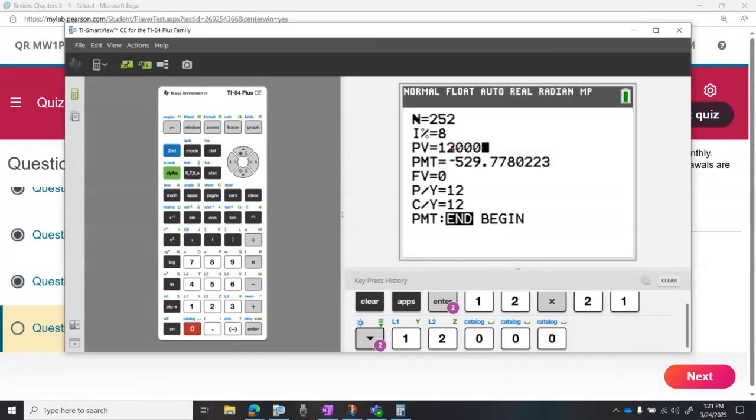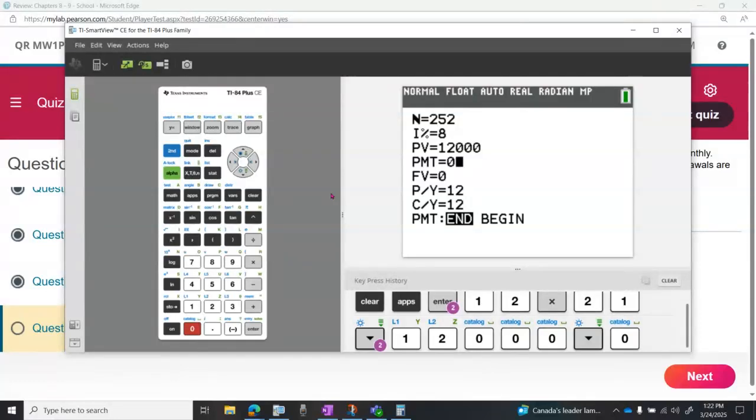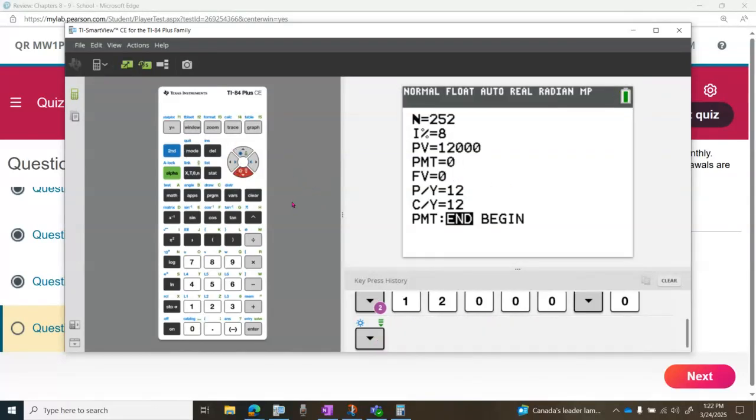And the PV, the grandma put 12,000 in the account at the very beginning. So PV, present value, when the account has just been opened, the account has $12,000. We do not have a payment, put a 0 here, all right? Because during the 21 years, the grandma just forgets about it. No payment, no withdrawal. And future value is what we're trying to figure out.